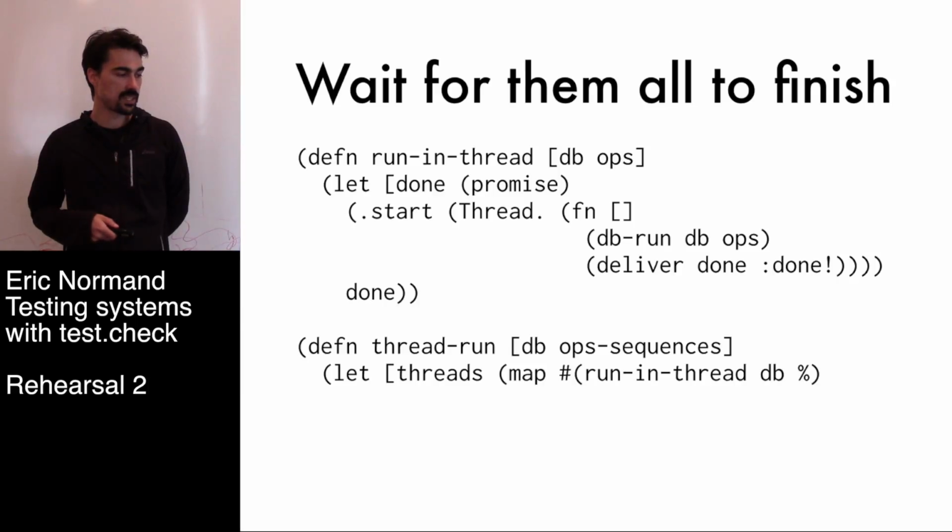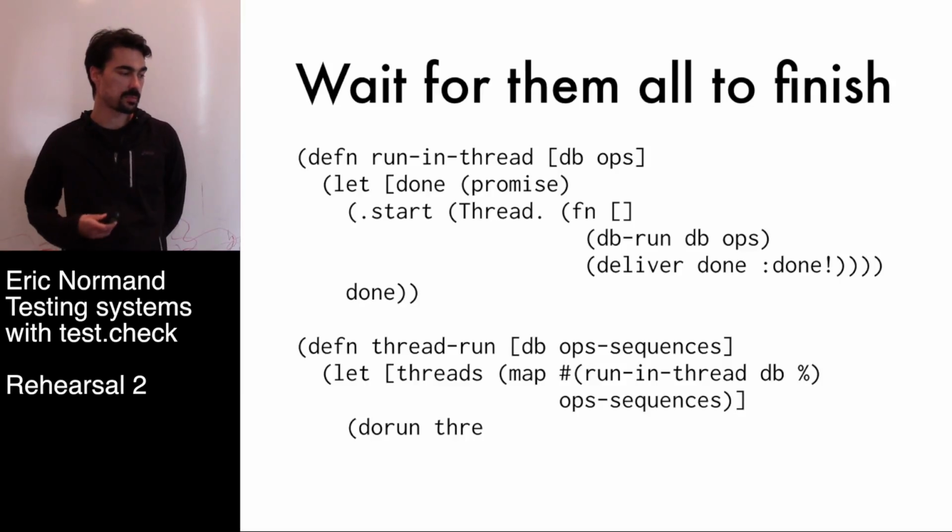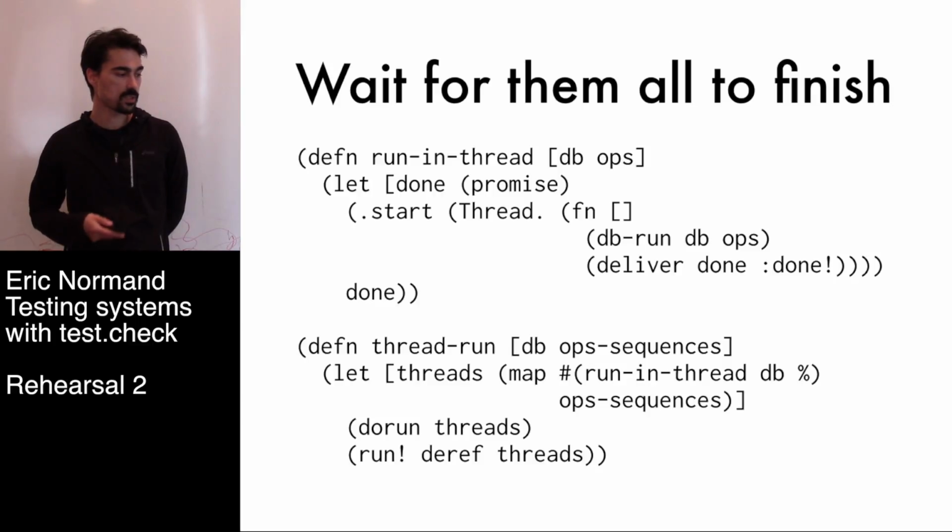So what we need to do now is, instead of run bang over them, we map over them and keep the promises that are returned. Now we're going to do run all of them to make sure that the laziness is not a problem. And then we're going to deref on all the threads, and that'll block on each one until they're all done.